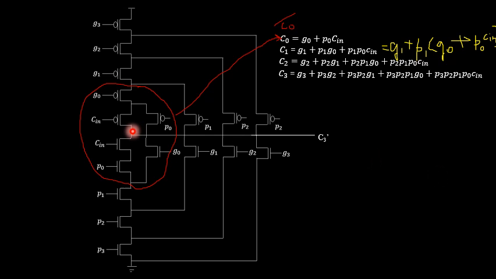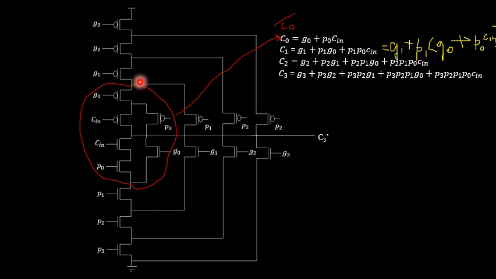If you look into this structure once again, G1 plus P1 multiplied with G0 plus P0 Cin. So P0 Cin is in series. With that, G0 should be in parallel, so G0 is connected in parallel. With this entire combination, P1 should be connected in series. With this entire combination, G1 should be connected in parallel. So that is the pull down connection in terms of NMOS transistors.